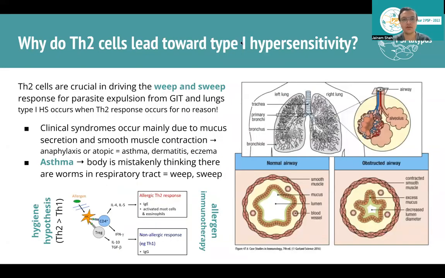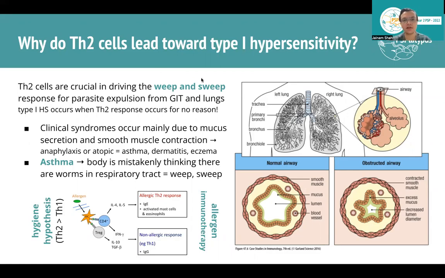Okay, now how do those Th2 cells actually lead to a type 1 hypersensitivity? And why does it happen? Because Th2 cells are supposed to be things that help us, right? So why do they lead to a hypersensitivity reaction? Well, the Th2 cells are primarily involved in what's called a weep and sweep response, and they are in response to suspected parasites within mainly the GIT and the lungs. So type 1 hypersensitivity happens when your body essentially thinks there is a parasite within one of the organs or one of the systems, and it launches this response, but actually there is no parasite there.